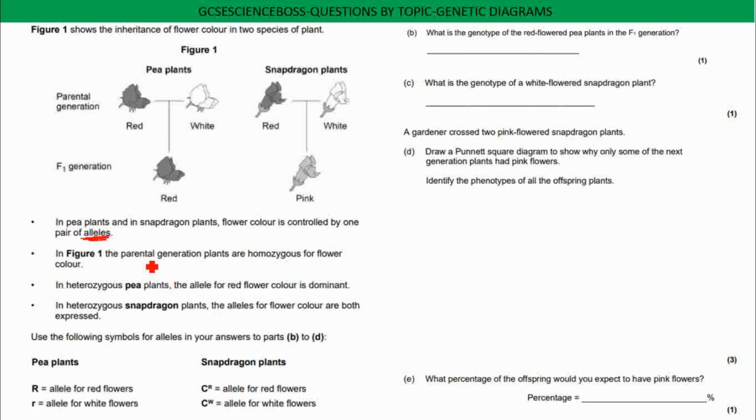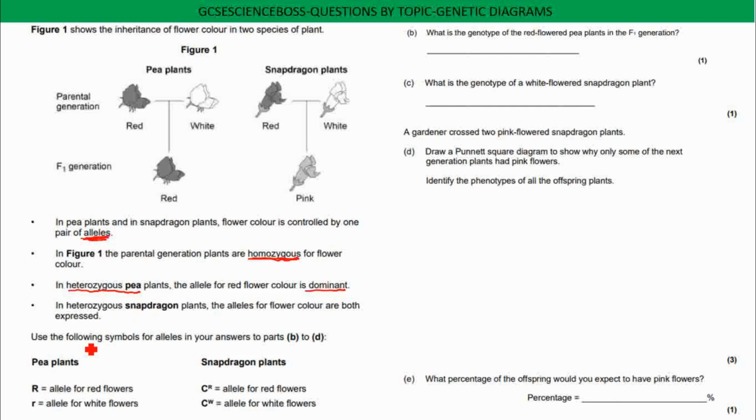In figure 1, the parental generation plants are homozygous, another one of those terms, for plant color. So homozygous just means that they have the same set of alleles. In heterozygous pea plants, another one of those terms, which means they have a different pair of alleles, the allele for red color is dominant. And in heterozygous snapdragon plants, the alleles for flower color are both expressed.